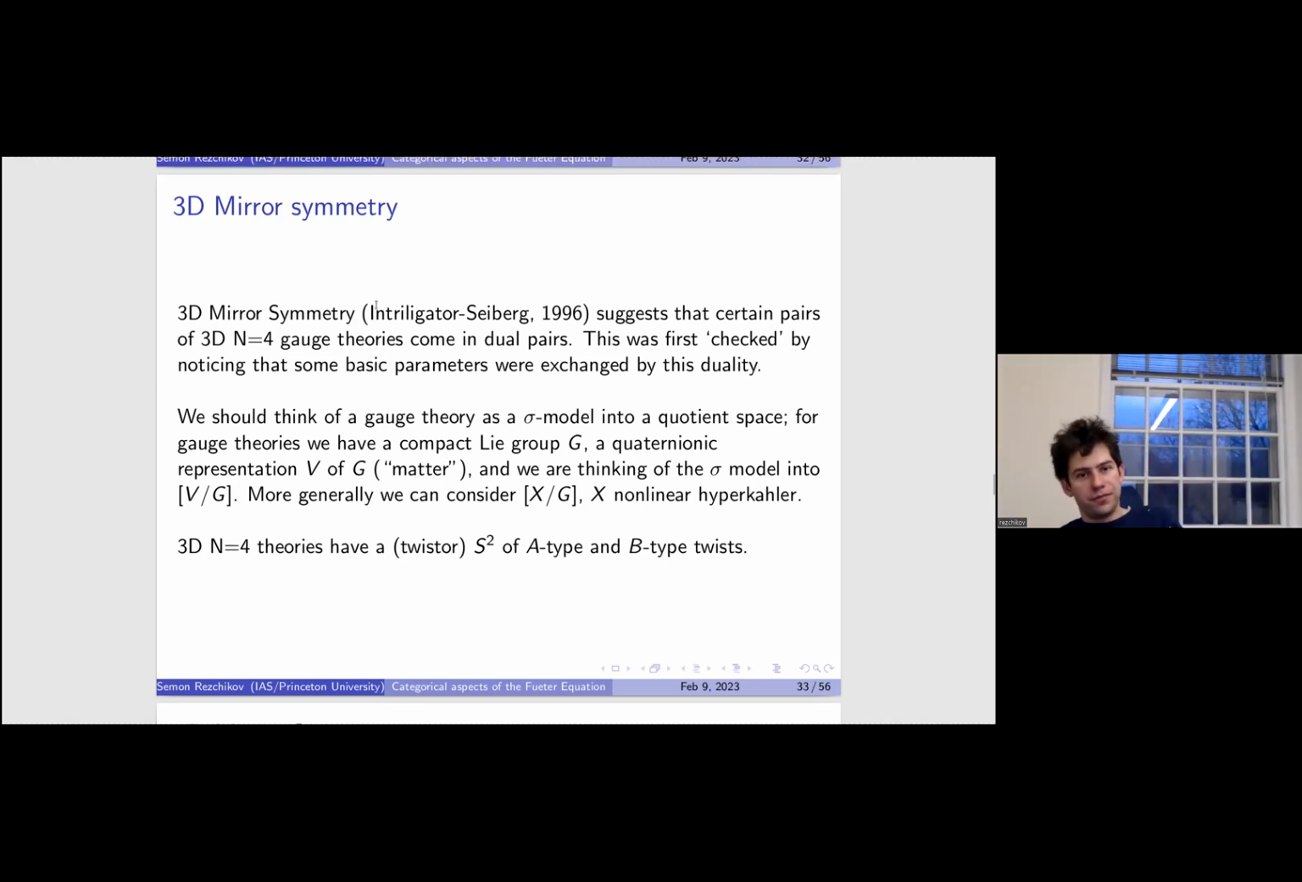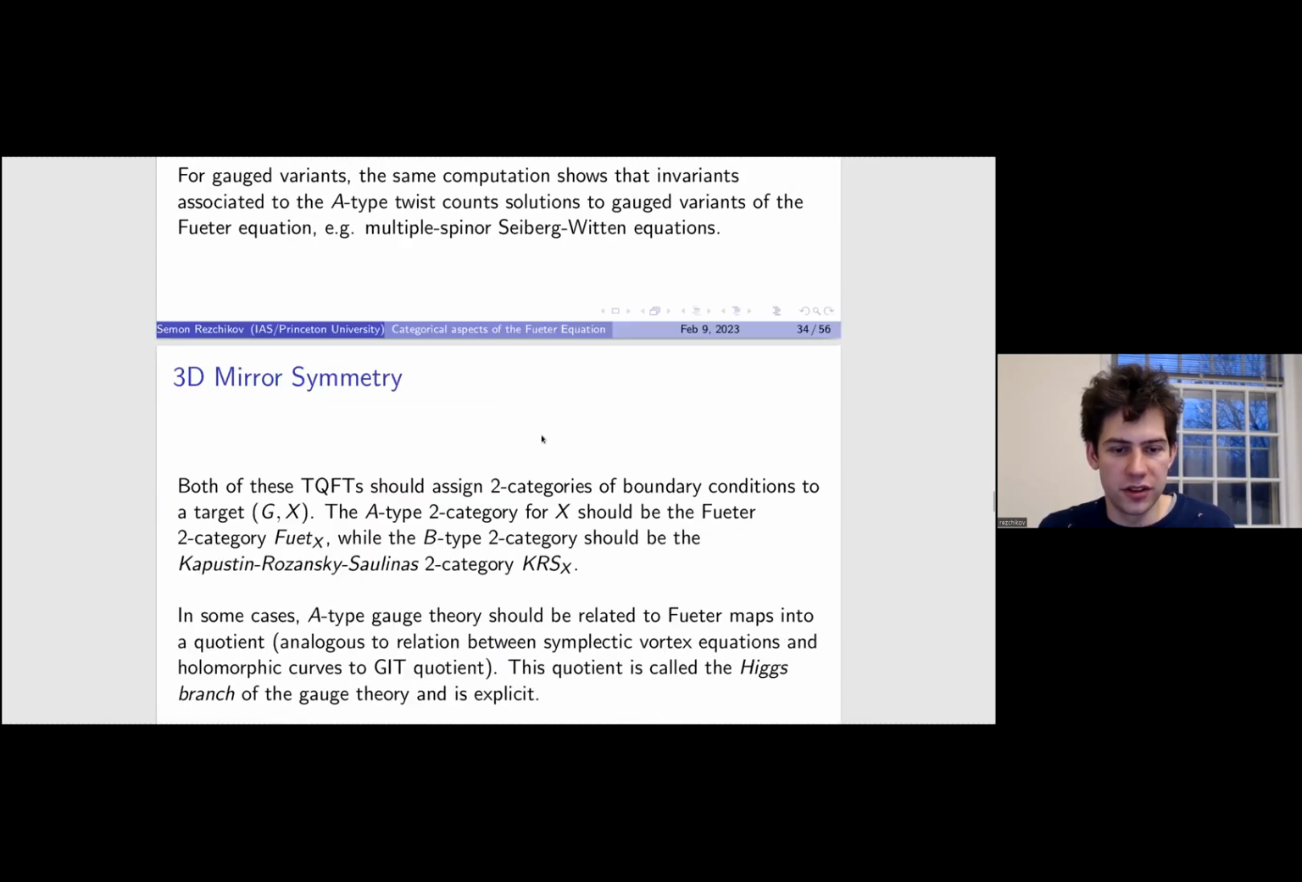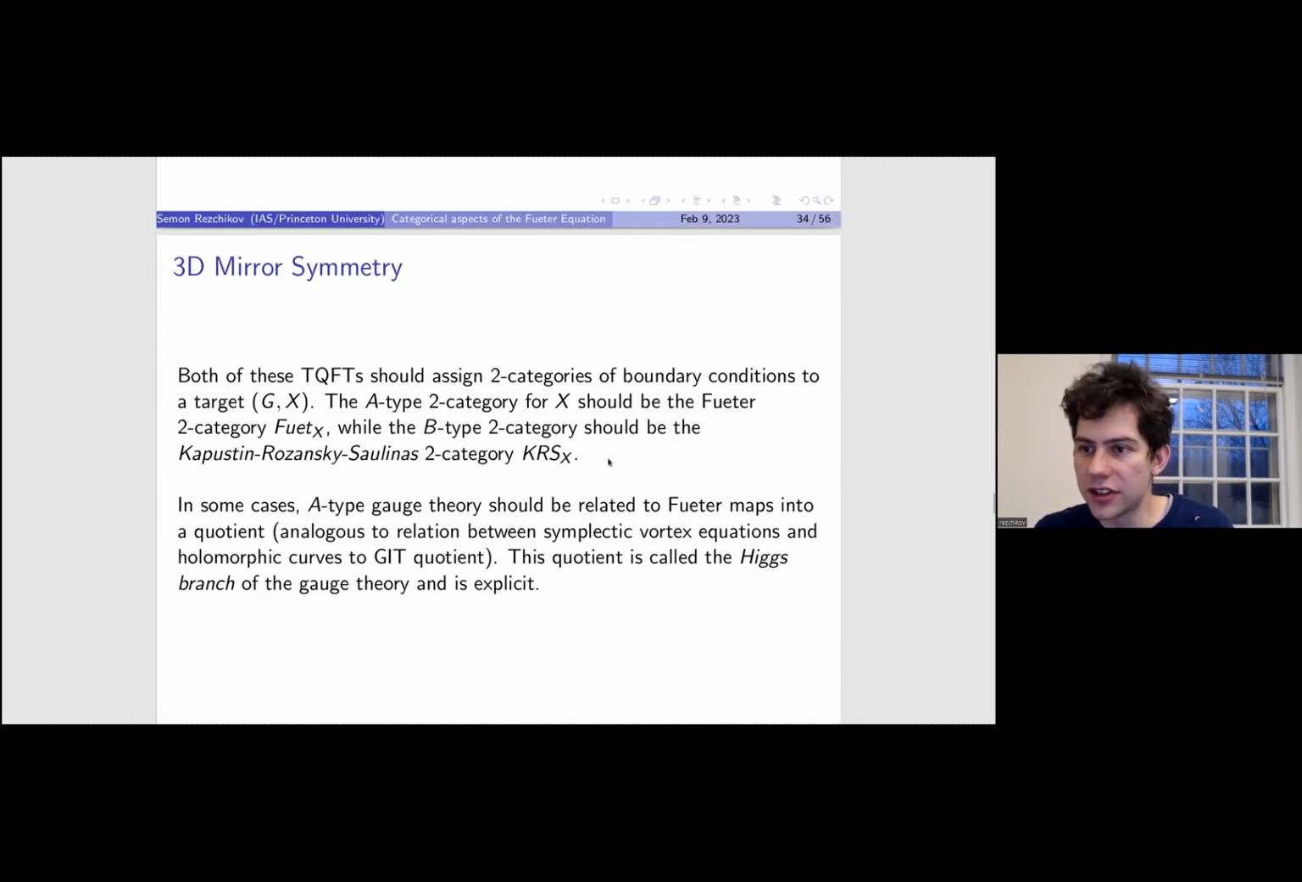So there is this whole story now of 3D mirror symmetry, which is supposed to be some kind of duality between these 3D N=4 gauge theories and maybe 3D N=4 sigma models. The gauge theories you should think of just as sigma models into some quotient stack. And then these 3D N=4 theories have some kind of A-type and B-type twists. And the category of boundary conditions of the A-type twist should basically be this Fueter 2-category. And the category of boundary conditions of the B-type twist should be something related to the Rozansky-Witten model. And that was developed by Kapustin-Rozansky and Saulina, at least in part.